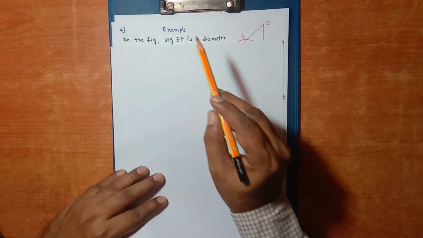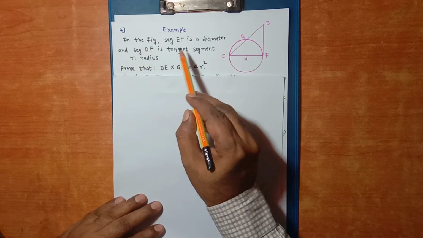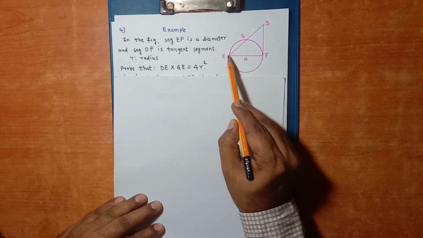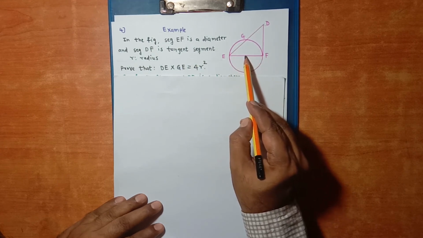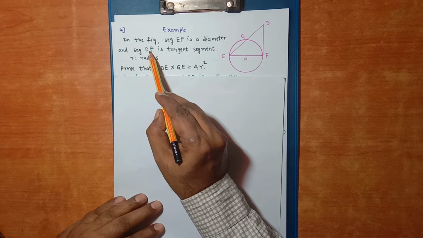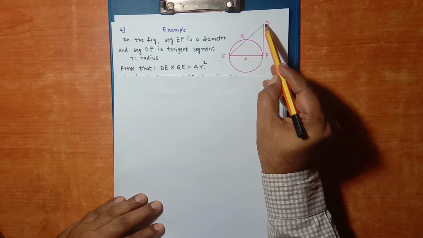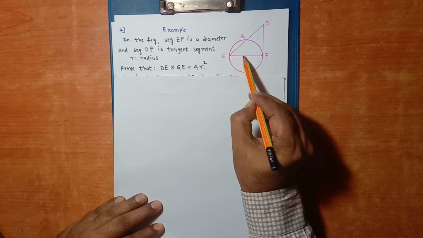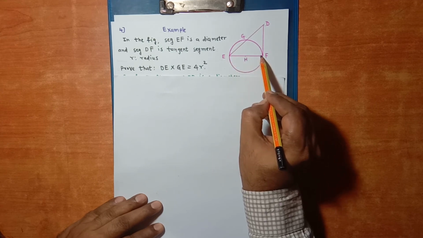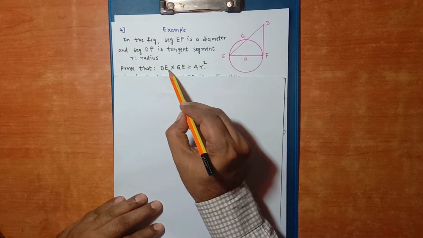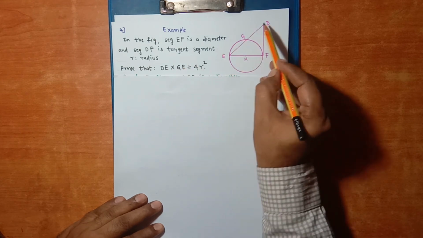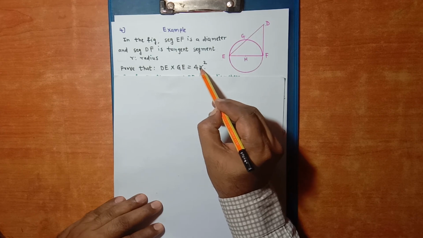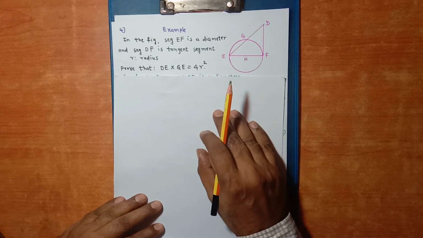In example 4, in the figure, segment EF is a diameter. This is segment EF. H is the center. Segment DF is a tangent segment. This is the tangent segment. HE and HF are the radius. Now we have to prove that DE into GE, this is DE, this is GE, is equal to 4R square.